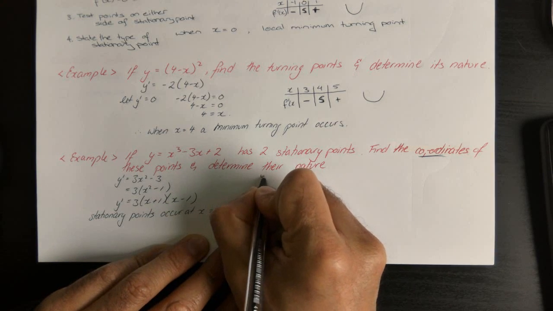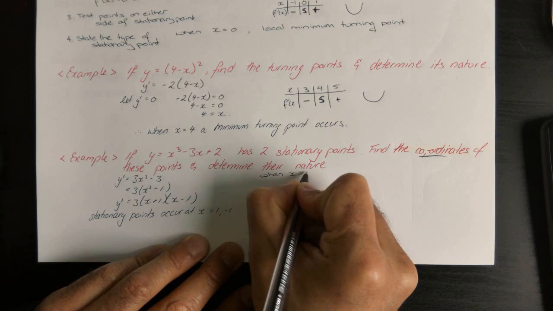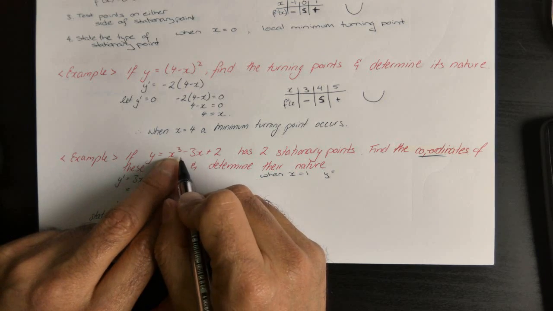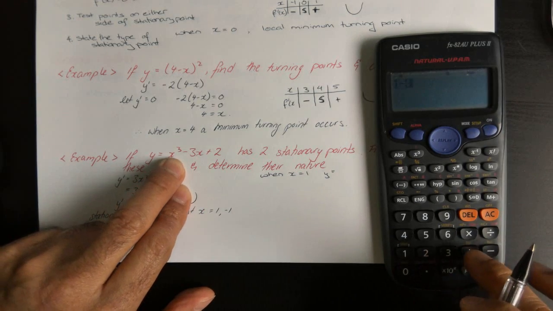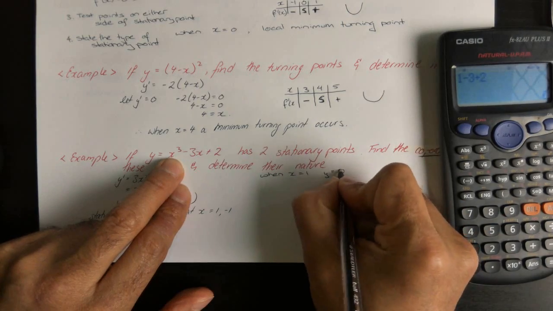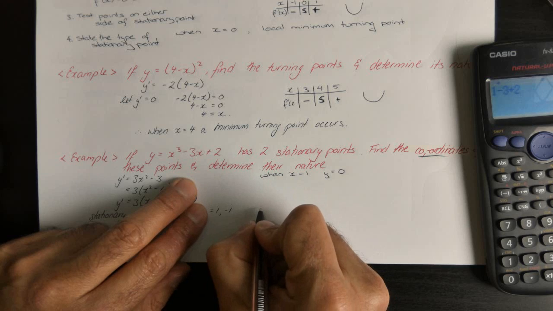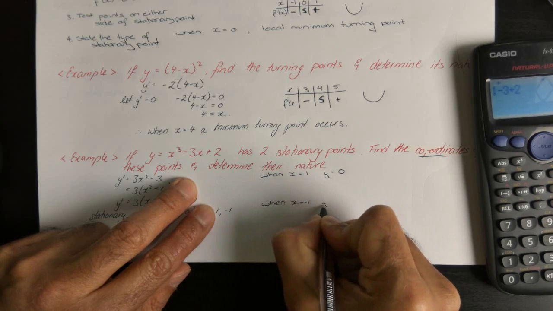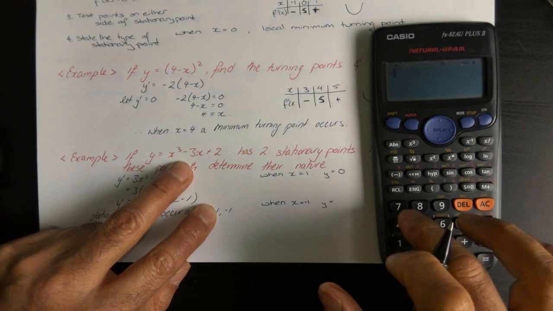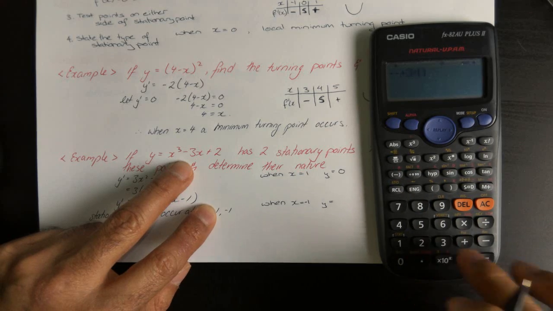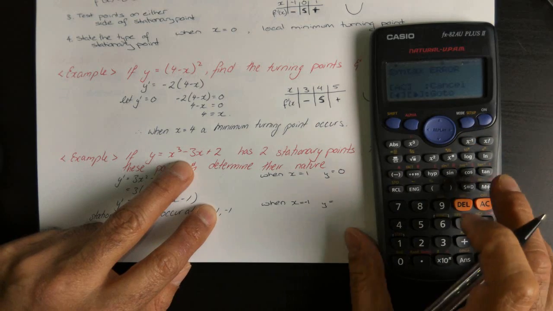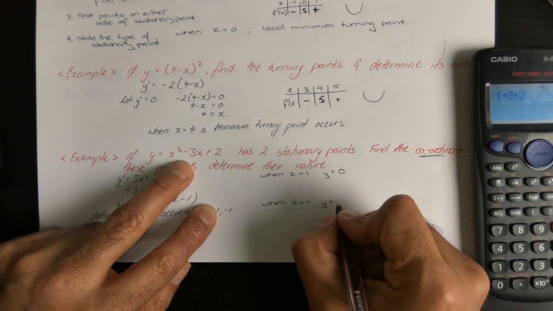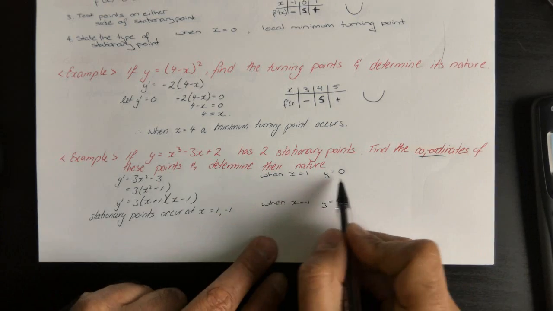When x equals 1, y would equal 1 minus 3 plus 2. That's the first point. And when x equals negative 1, we get negative 1 plus 3 plus 2, so we get y equals 4. So they're the coordinates.